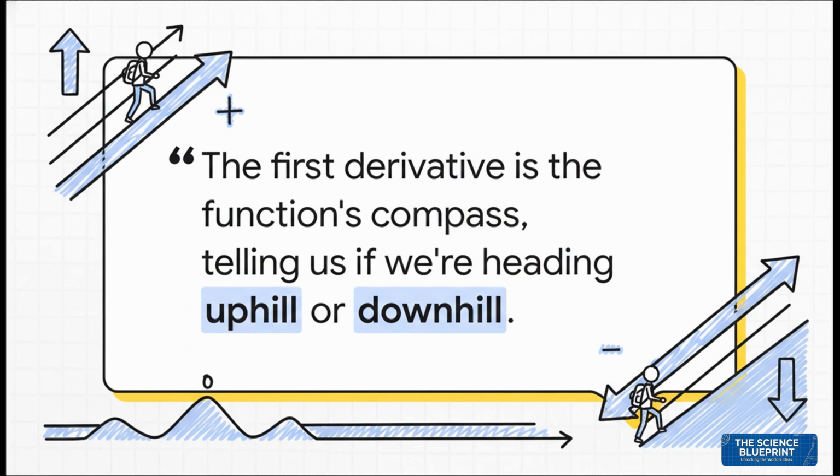I absolutely love this analogy. The first derivative is basically our function's compass. If the derivative is positive, we know we're heading uphill.